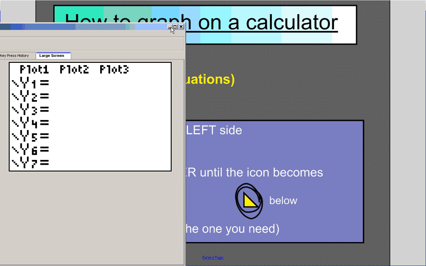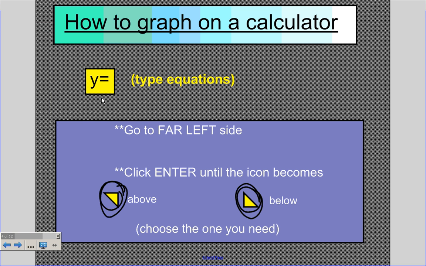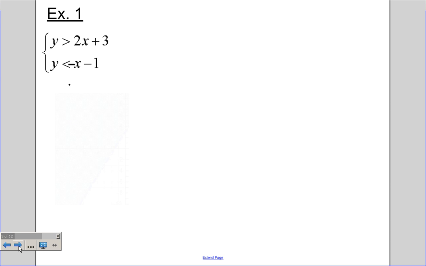Clear that out. Okay, so make sure you get this information. You can try it when you get to class if you don't have a calculator at home. It's very simple to do. Everything's the same except you just have to go to the far left and click on that icon. All right, so let's try a couple.